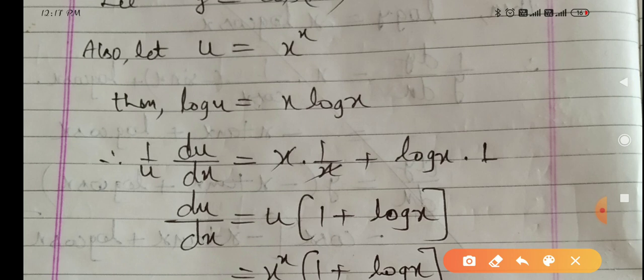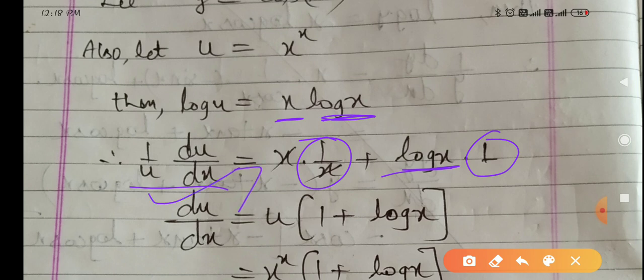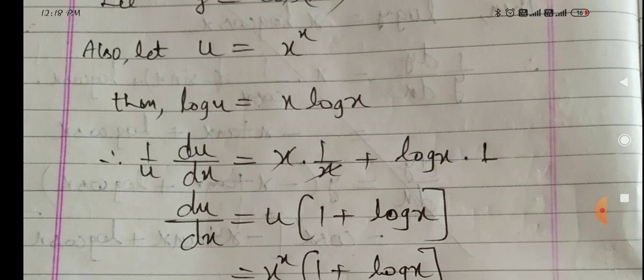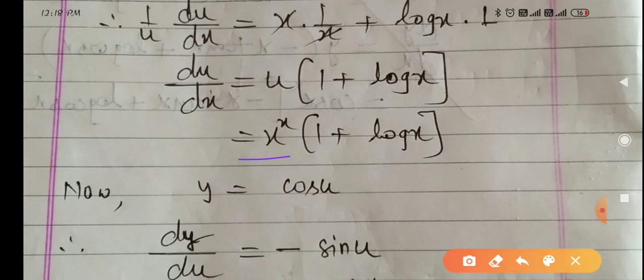Now differentiate this log u with respect to x: 1 upon u du upon dx, as the differentiation of log y is 1 upon y dy upon dx. In the same way, differentiation of log u is 1 upon u du upon dx. Now for x log x, the differentiation of log x is 1 upon x, and the differentiation of x is 1. So you can take u to the RHS: u into 1 plus log x. The value of u you can put, x to the power x into 1 plus log x.